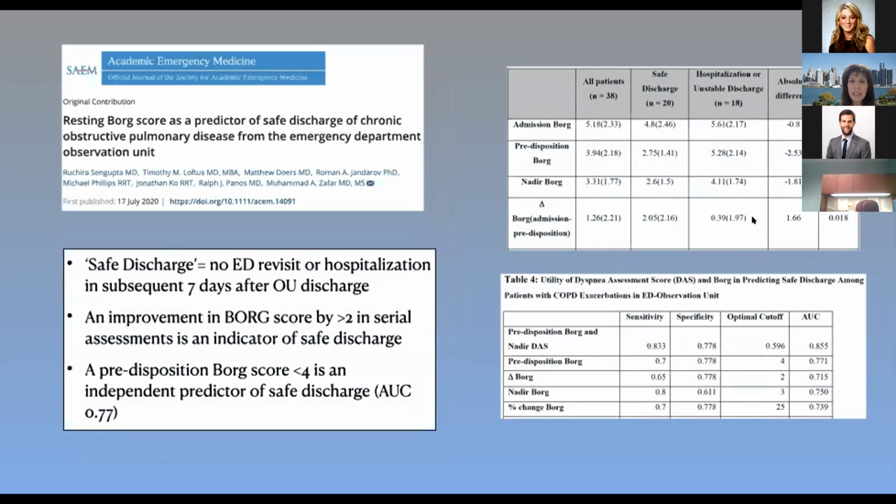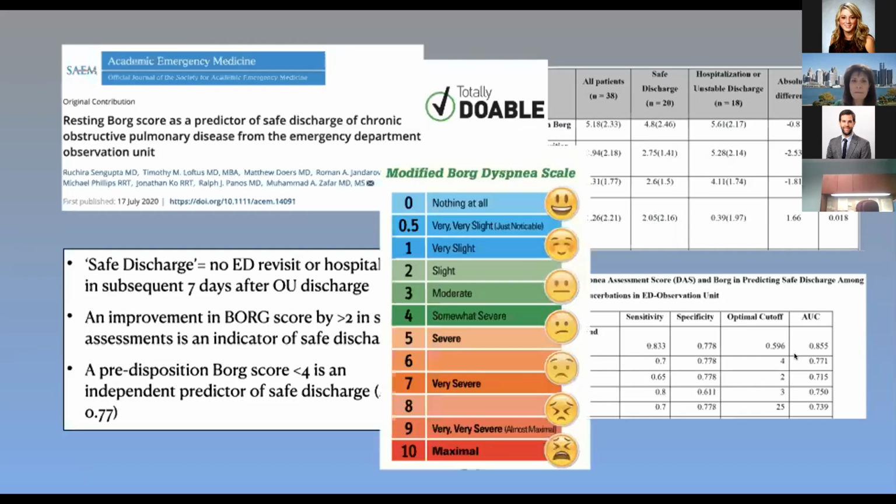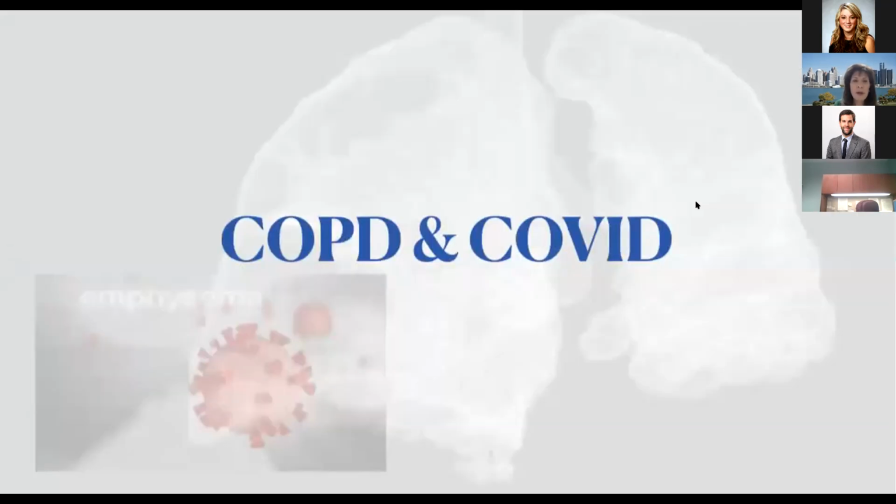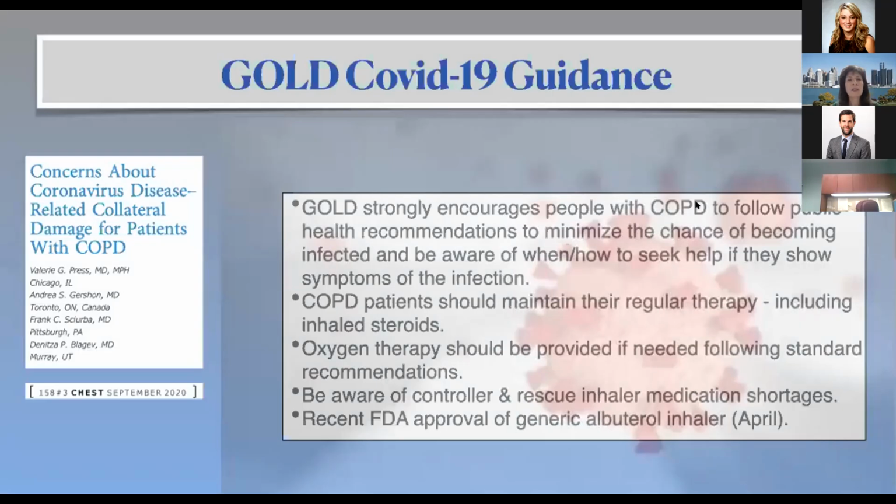And especially if, prior to ED observation unit disposition, their Borg score was less than 4, it was actually an independent predictor of safe discharge. And if you look at the AUC, it was about 0.77. Just as a comparison, the AUC for the HEART score in predicting 30-day MACE is pretty similar. So again, something that's doable, and actually there's a nice little dyspnea scale with some emojis that you can use. So just a quick word on COPD and COVID.